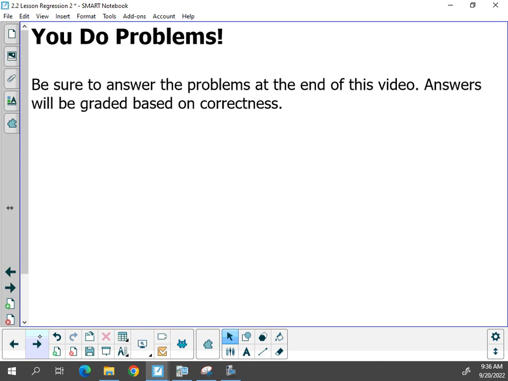So we've talked about R squared, we've talked about residual plots, and now the different types of points and how they might influence our linear model.